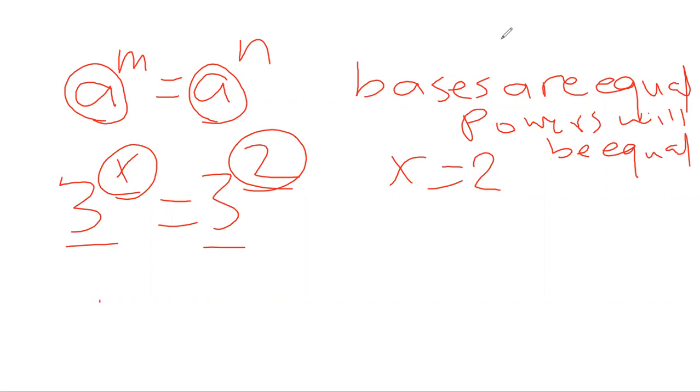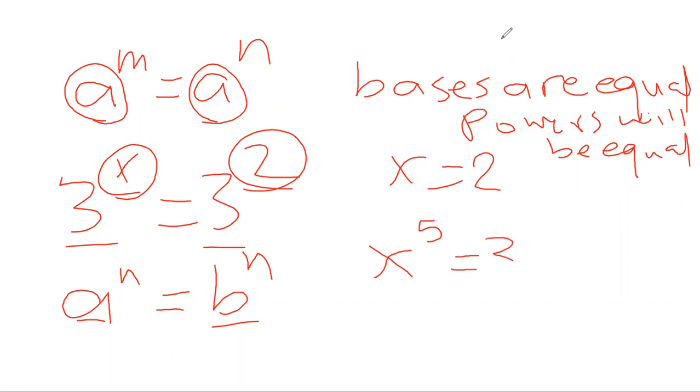And also if you have equal powers but different bases, the bases will also be equal. For example, if I have x power 5 equals 32. This is one of the important questions. It says find x. But I don't have anything here that tells me x. I have x power 5 and this is a number.